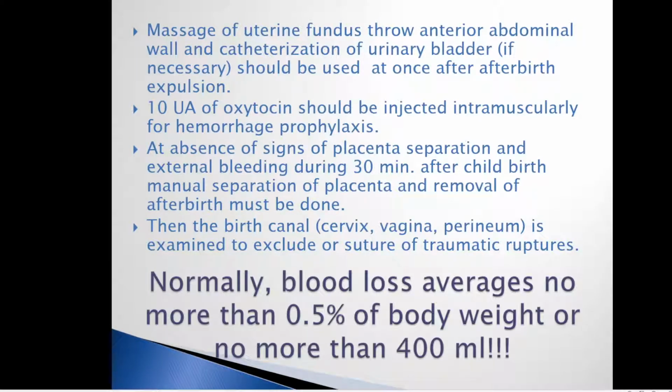Massage of the uterine fundus through the anterior abdominal wall and catheterization of the urinary bladder, if necessary, should be done right after afterbirth expulsion. 10 international units of oxytocin should be injected intramuscularly for hemorrhage prophylaxis. In the absence of signs of placental separation and external bleeding during 30 minutes after childbirth, manual separation of the placenta and removal of the afterbirth must be done. Then the birth canal is examined to exclude, or if present, suture traumatic ruptures.